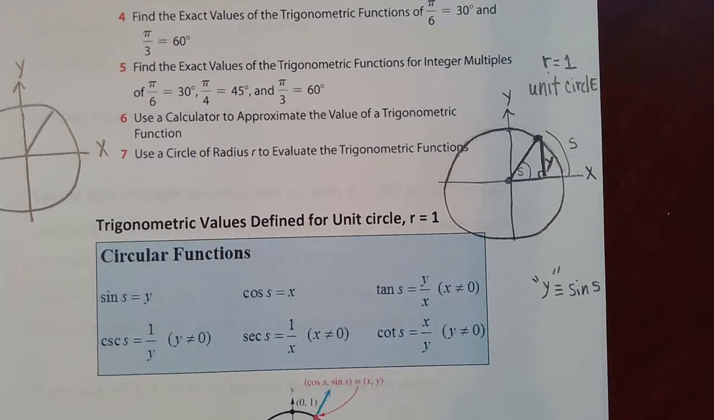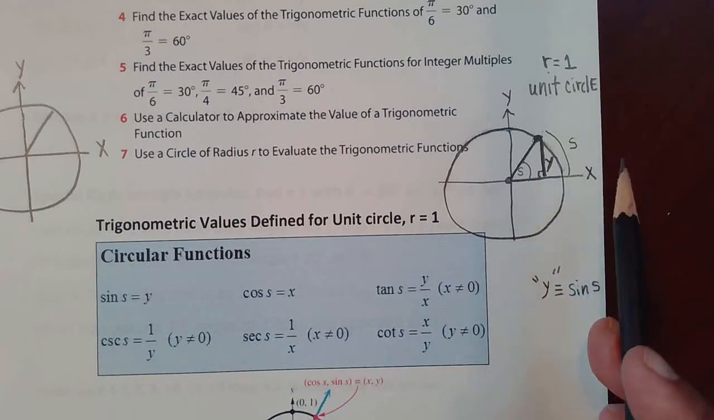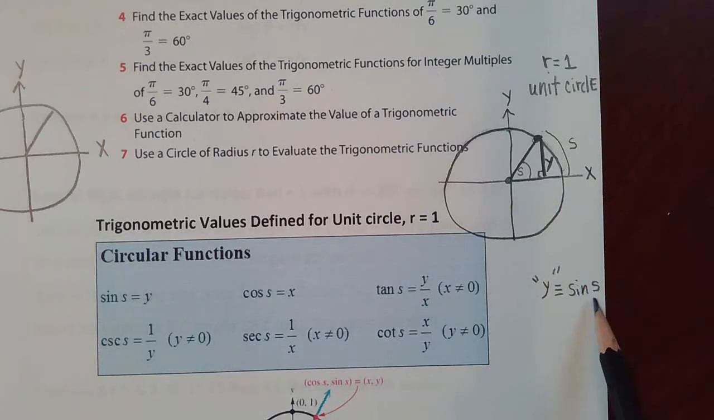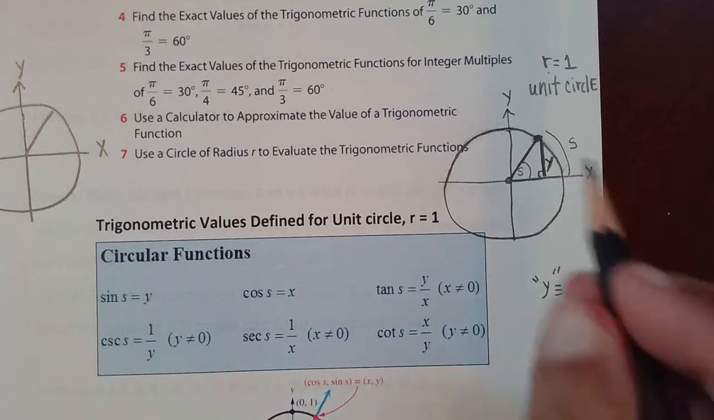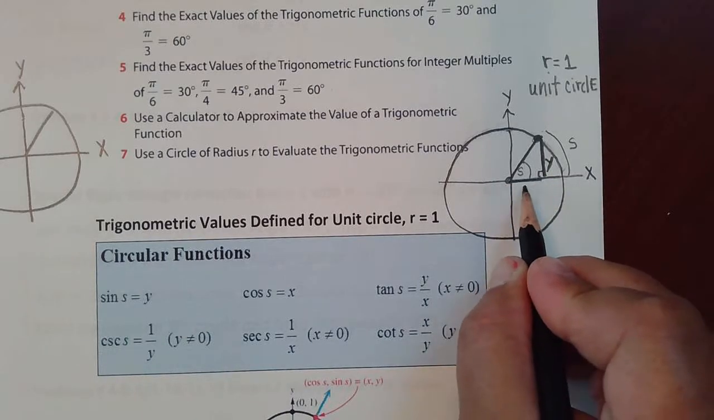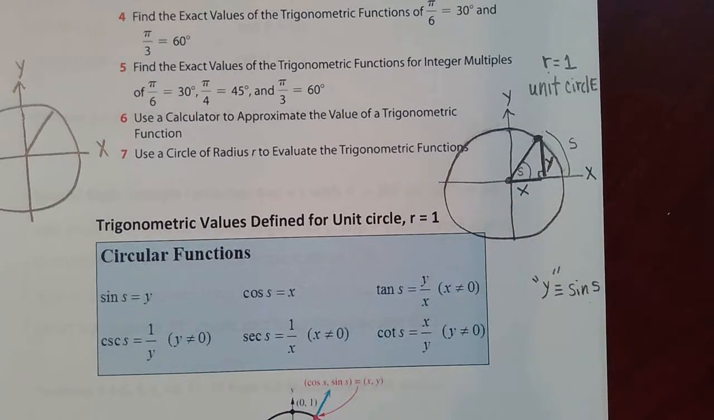So when you want to find out this y value, this is also known as the sine function. This leg, the horizontal leg, will represent your x-coordinate. The x-coordinate is synonymous to the cosine. That's called the cosine value.